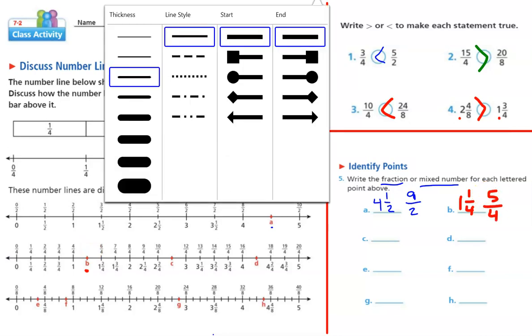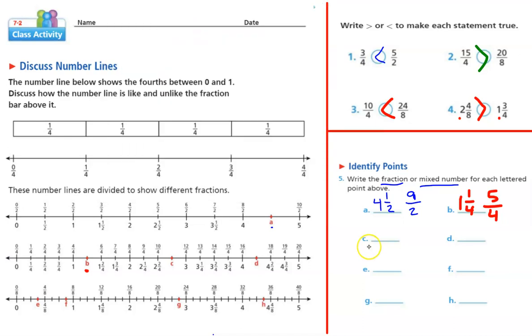Okay? And then I'm going to make my line skinny again. So for C, that's this guy right here. And it's showing me 2 and 2/4, and then it goes straight to 3. So if I'm counting by fourths, I just need one more fourth, which is 2 and 3/4. And then I'm going to look at my improper fractions. I'm going to go from 10 to 11. So that would be 11/4.